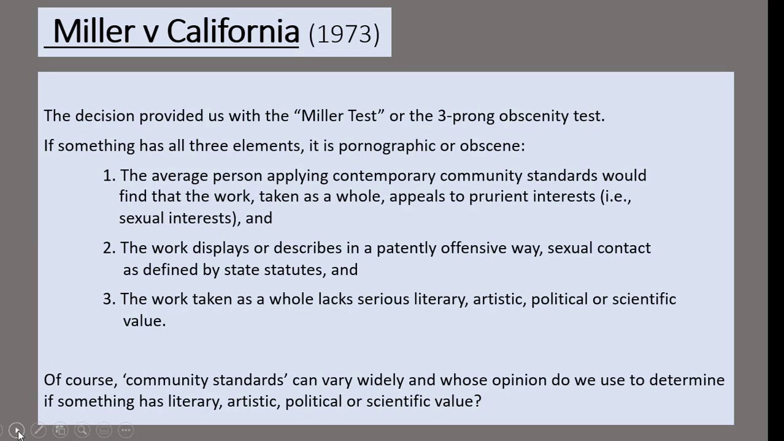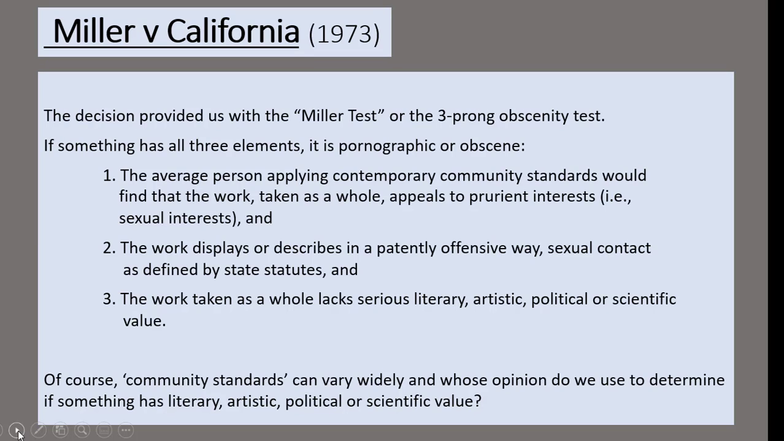Miller v. California. We talked a little bit, not too much, about obscenity in the United States and what is considered to be pornography. And Miller v. California was the decision that came from the U.S. Supreme Court that instructed us how to determine whether or not something's obscene. And they use what they call the Miller test, of course, named for the case, or it's also referred to as the three-prong obscenity test.